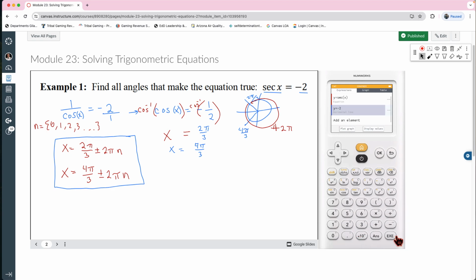-2. There we go. We're going to plot the graph. What this does is it shows where those intersections are. We can come here to the calculate feature, and we will calculate on secant, and we're going to have it find the intersections for us. And notice it's right there, there's an intersection.